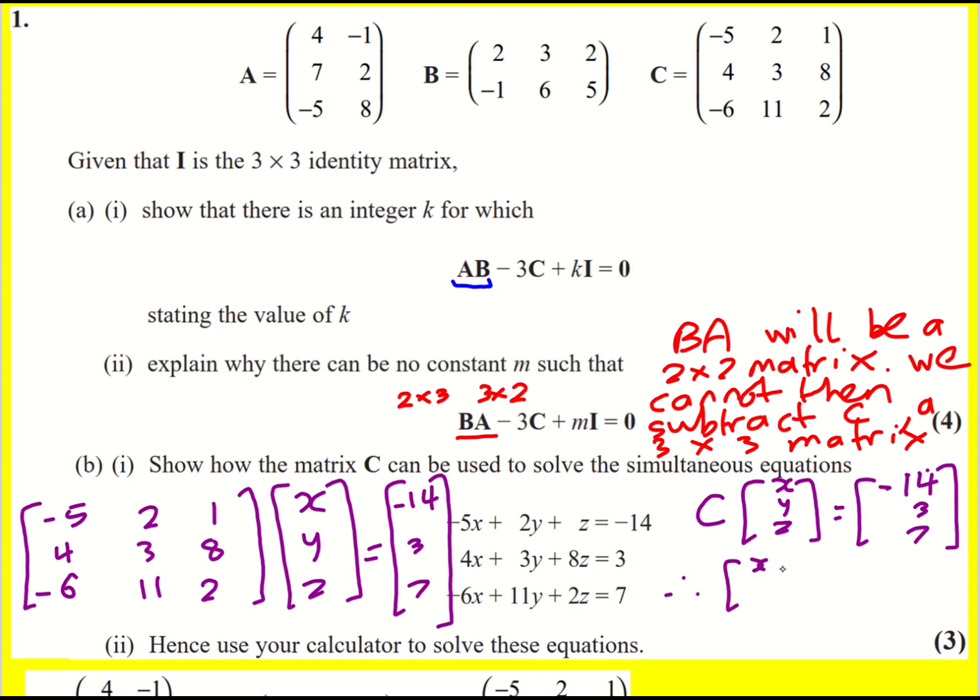And therefore x, y, z is going to be the inverse of C times that column. Because what we were doing is we multiply the left-hand side by the inverse and the left-hand side of this one by the inverse. This becomes the identity. And that's how we end up with the result I've written below.